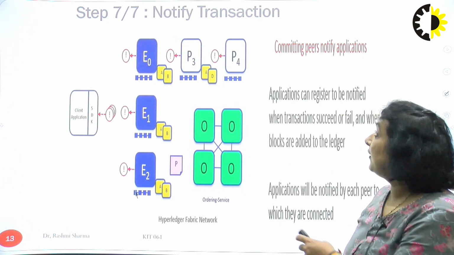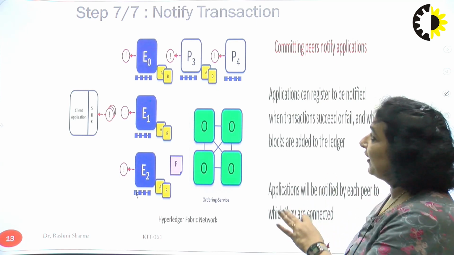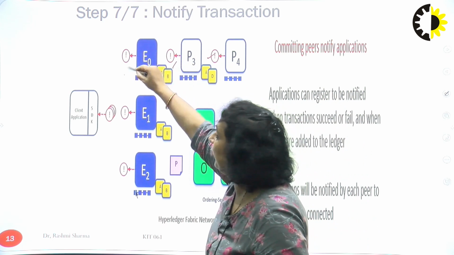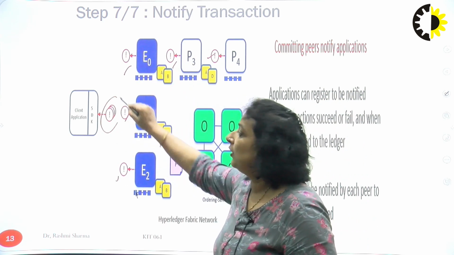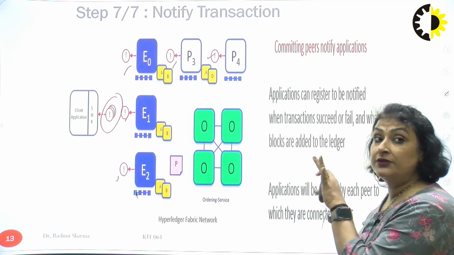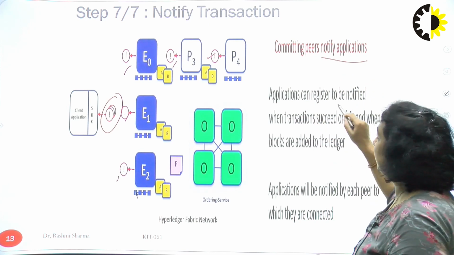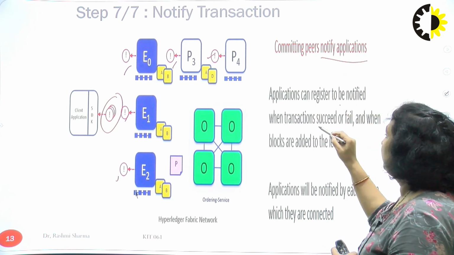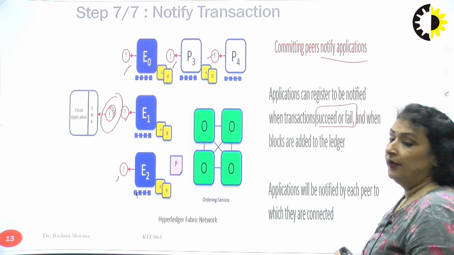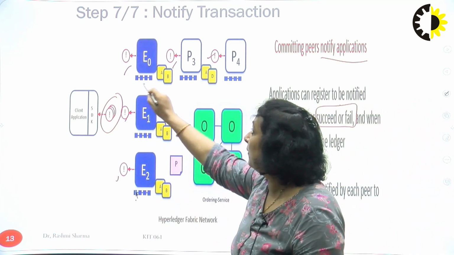The last step, after validating, is that we notify the transaction. When the transaction is committed by your committing peers, it is notified. See, this event is generated and it is given to your client application also. So the committing peers generate an event and they notify the application. The application can register to be notified when a transaction succeeds or fails. When the transaction succeeds, you add it, see, I have 4 blocks now.